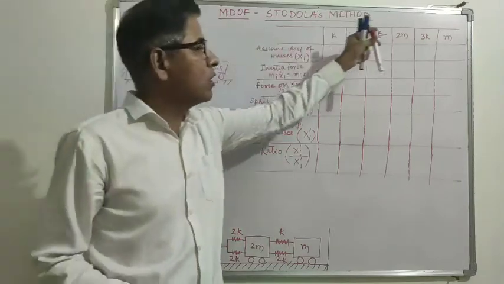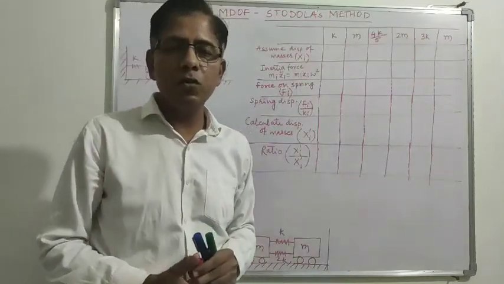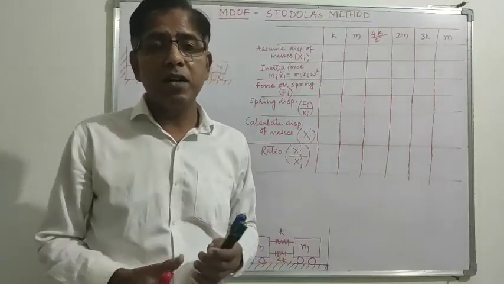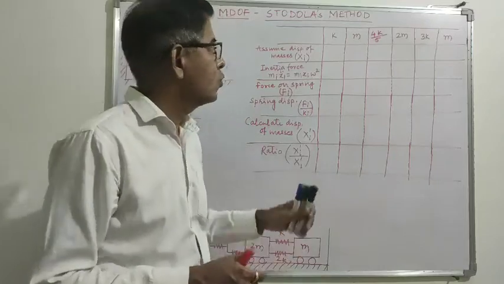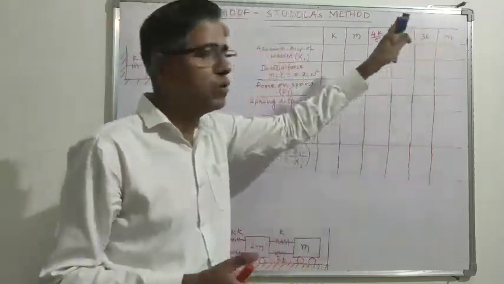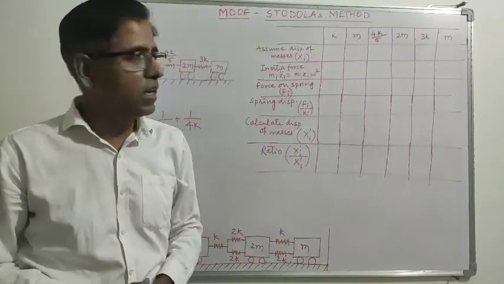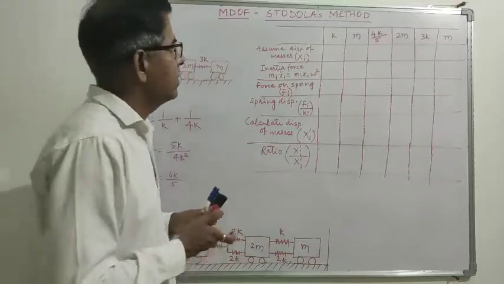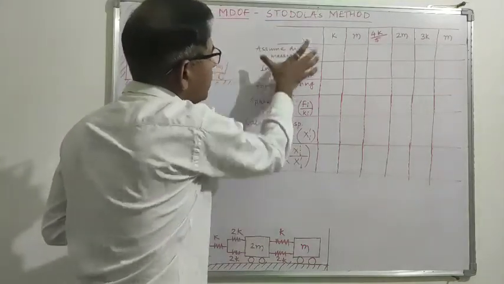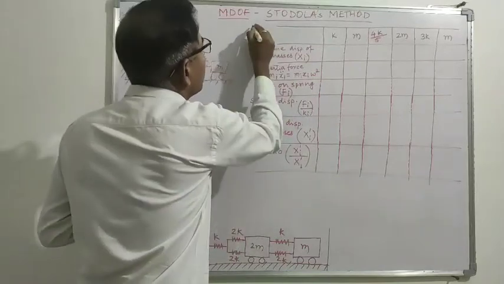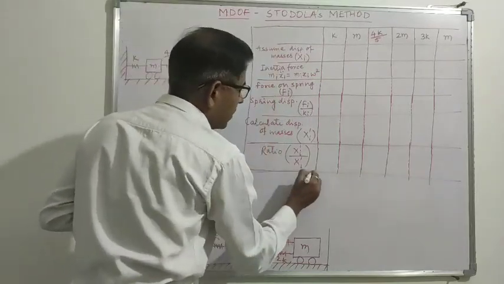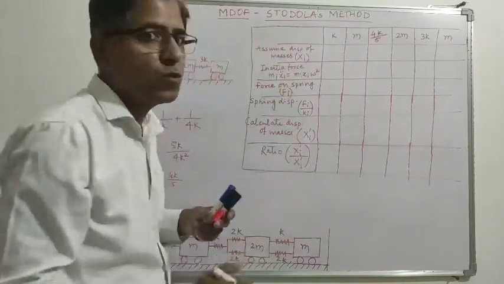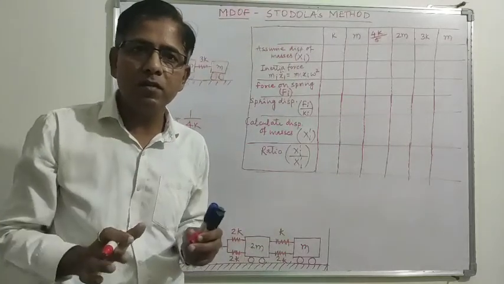Now we need to draw this table. As I told you, Stodola method is an iterative method, so we require a number of iterations, and this table is used for every iteration. Now this table you should learn by heart. At least this portion should be learned. These 6 rows you have to learn by heart.